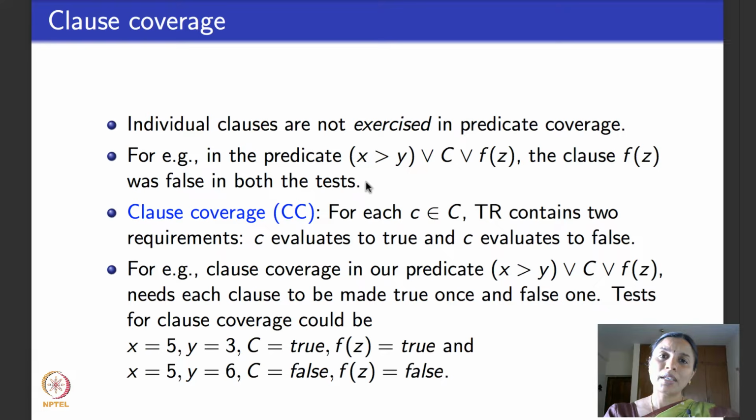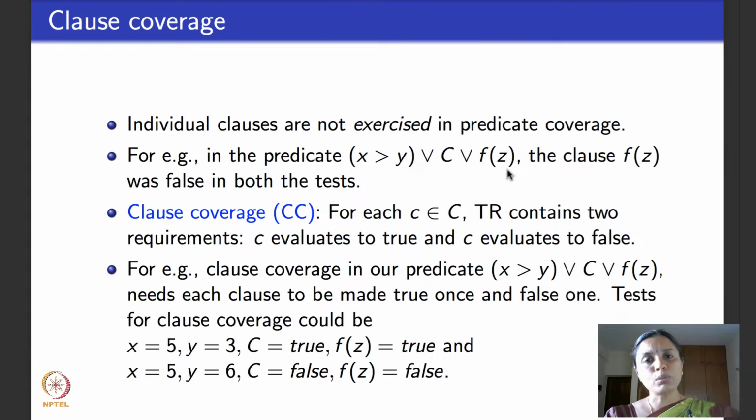It could have been the case that there was an error in the software because the clause f of z was true. So it's not wise to just do predicate coverage and say I have given true and false values to make the entire predicate true once and to make the entire predicate false once and leave it at that, because we can do that, as we did in this example, without exercising each clause. And you never know, maybe the clause that wasn't exercised for that particular value had an error in it. In this case, if f of z was true, maybe the software had an error. So it's not wise to just do predicate coverage.